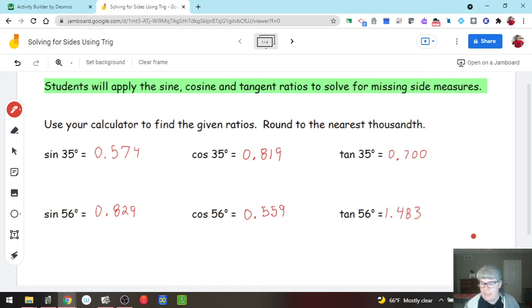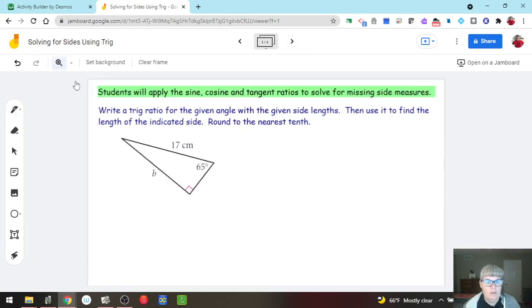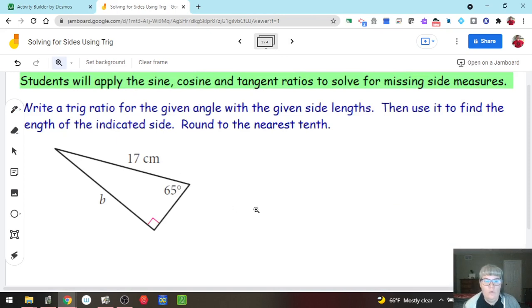So when you're using any scientific calculator, you want to make sure that calculator is in degree mode before you find the sine, cosine, or tangent of any angle measure. So, how does this work when solving for a missing side. Here the directions say write a trig ratio for the given angle with the given side lengths. Then use it to find the length of the indicated side. Round to the nearest tenth.